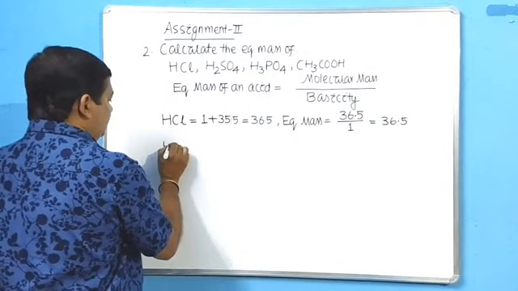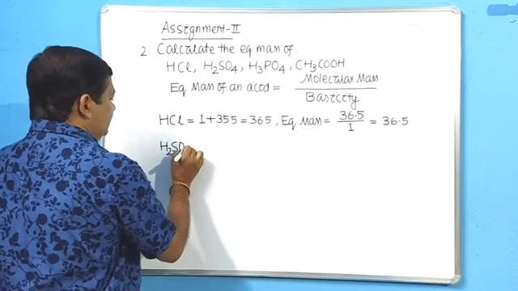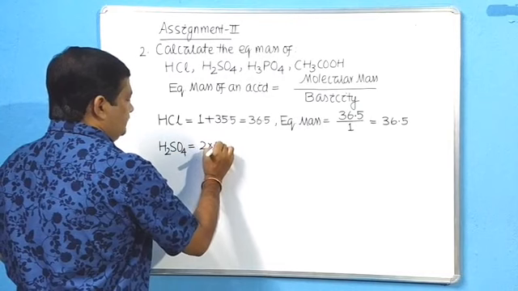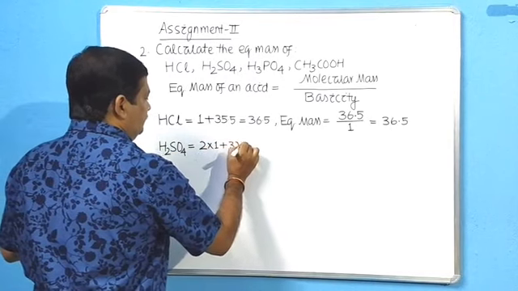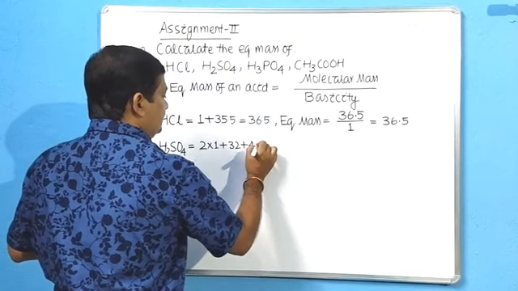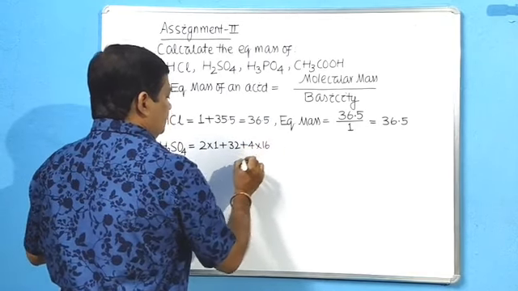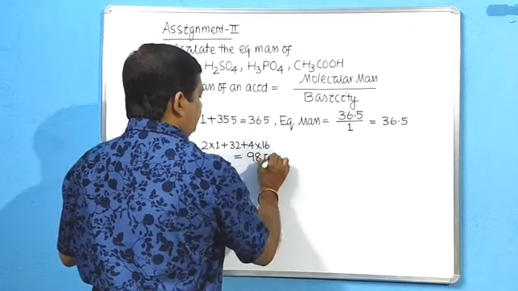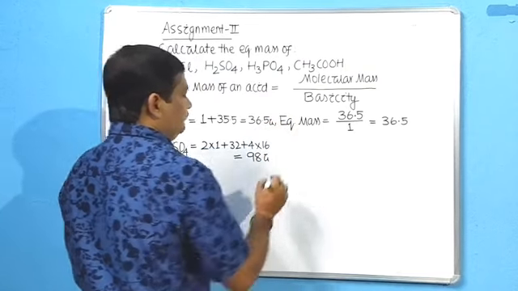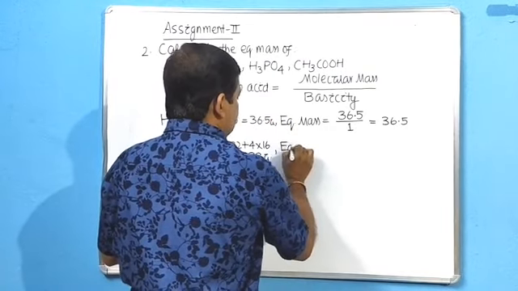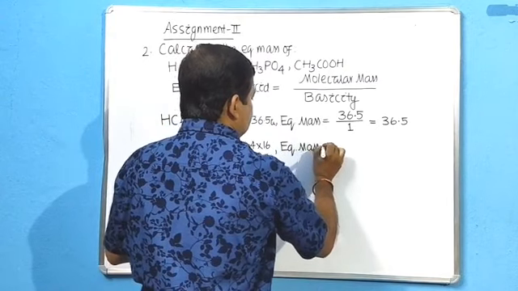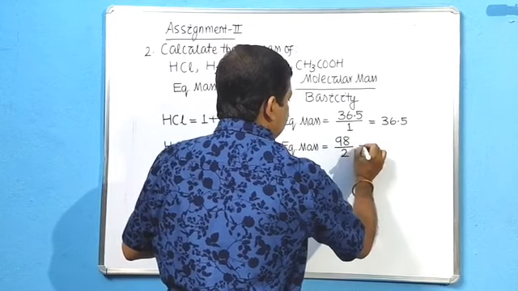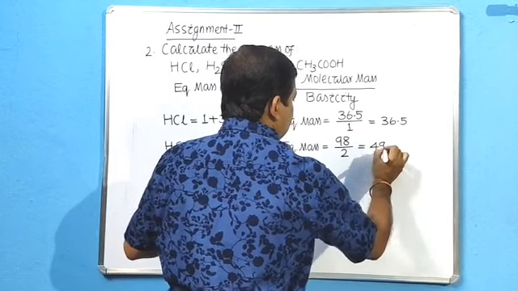Then next, H2SO4, sulfuric acid. Let us first calculate the molecular mass. 2 into hydrogen 1, plus sulfur 32, plus 4 into 16. That means molecular mass is 98 U. So what will be the equivalent mass? Equivalent mass will be 98, that is molecular mass, divided by basicity. In this case, basicity is 2, so it will be 49.